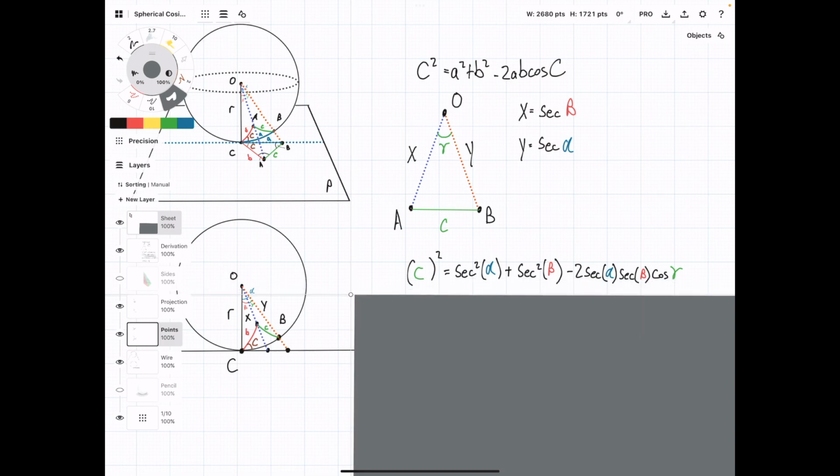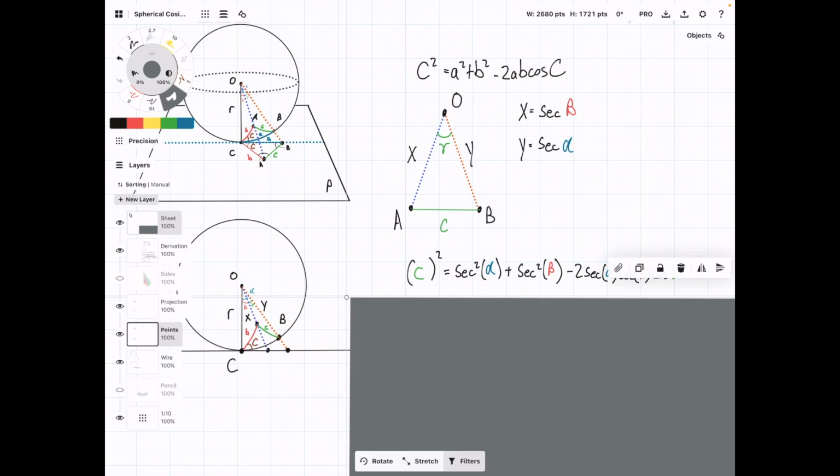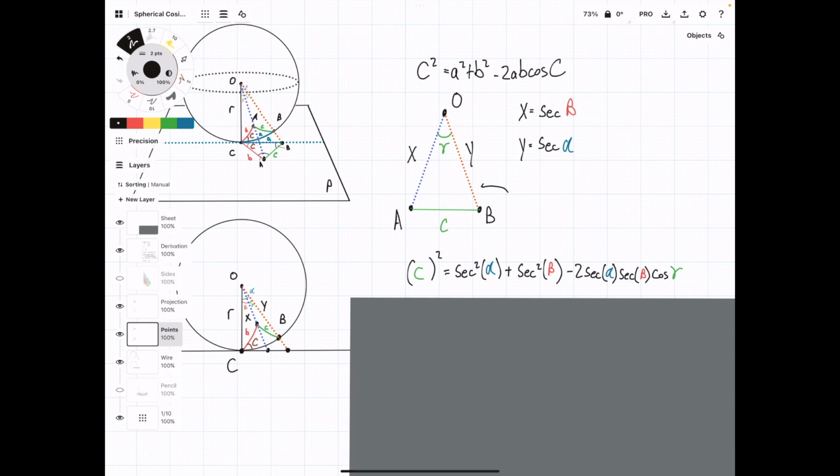Now we can sub in the values that we need into our law of cosines. So c squared equals secant squared alpha plus secant squared beta minus 2 secant alpha secant beta cosine of gamma. And so we are using everything that we're given in this triangle to solve for this law of cosines. We have side C across from angle gamma, so we're using that.